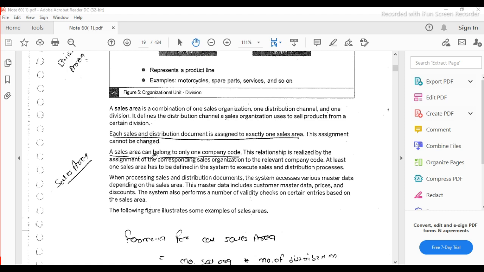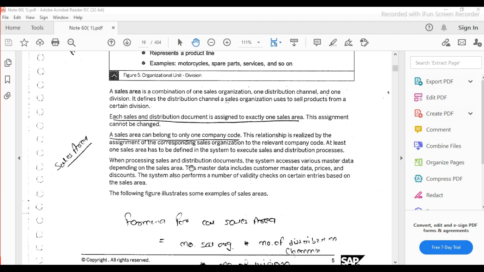Now a sales area can belong to only one company code, because we assign one sales organization to one company code, but the same sales organization we cannot assign to another company code. This relationship is realized by the assignment of the corresponding sales organization to the relevant company code. Similarly, at least one sales area has to be defined in the system to execute the sales and distribution process.